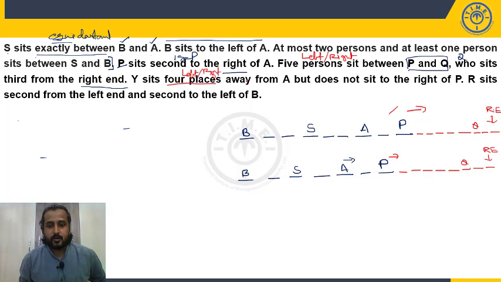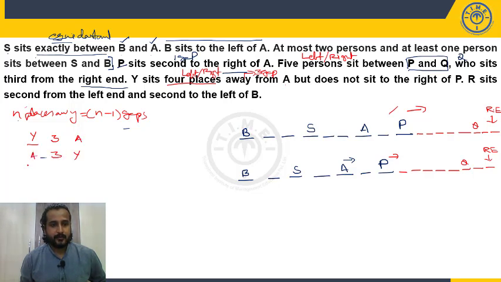4 places away means how many gaps will be there? 3 gaps. Remember that. N places away is equal to N minus 1 gaps. N minus 1 gaps will be there. Okay. So Y is 4 places away means Y may be left of A or Y may be right of A. So Y 3 gaps and A, or A 3 gaps, Y. One of these two is correct. Okay. No, but it is given.